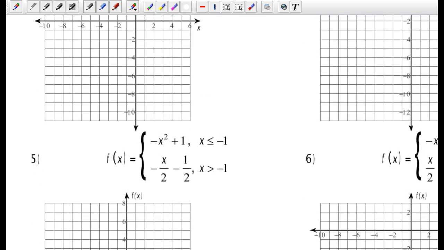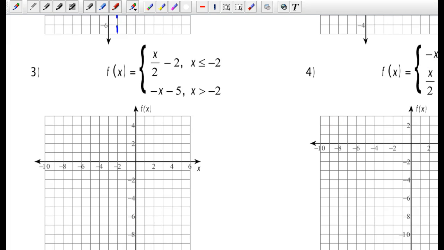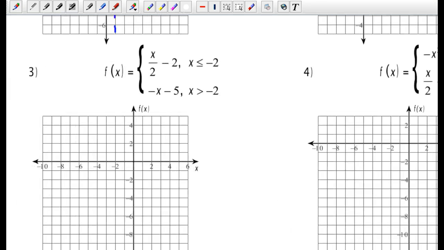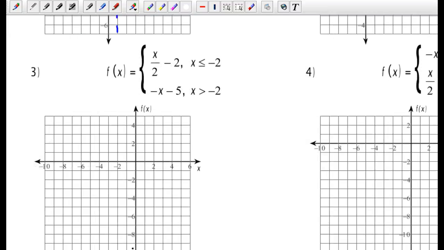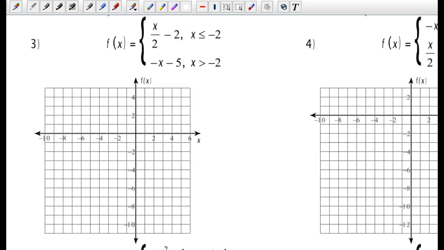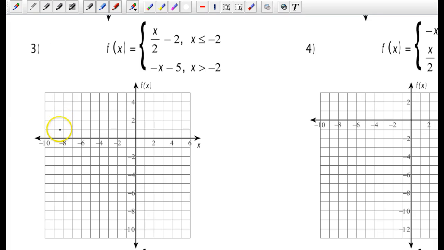Let's see here. Any of these? Let's do 3 or 4. They're about the same. Now let's do 3. So let's try another. So this time, as you can see, the borderline is going to be at negative 2. So at negative 2, right here, to the left of this line will be this graph, x over 2 minus 2, and to the right of that will be negative x minus 5. Two different graphs.